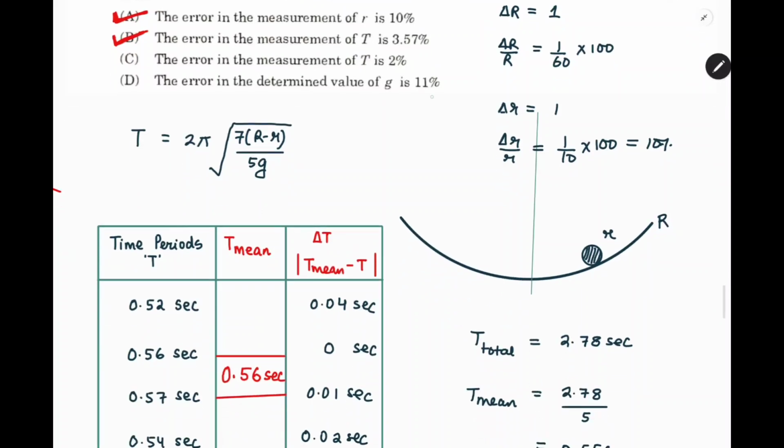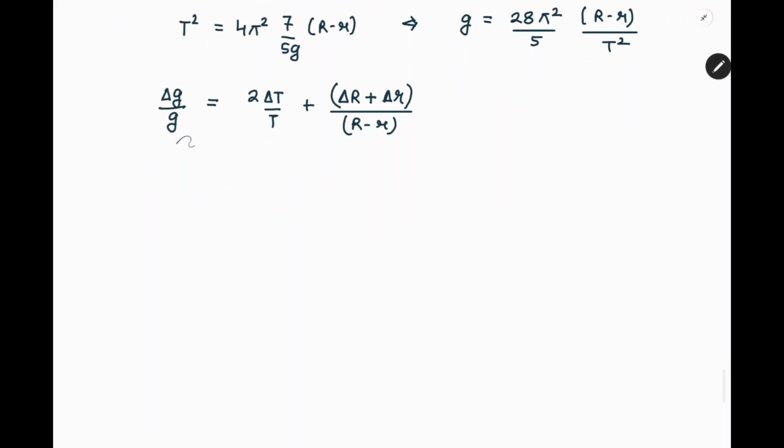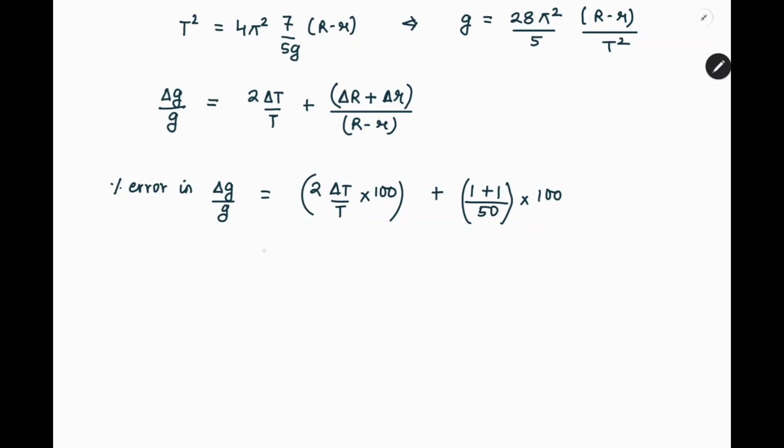And now we are going for the jackpot, that is calculation of error in the measurement of g. If we calculate the percentage error, then we multiply this term by 100. So percentage error in delta g by g can be written as twice of delta T by T times 100, plus delta R plus delta r. So error in each value is 1 millimeter and then again 1 millimeter. So 2 millimeter upon R minus r, that is 50, times 100, so as to calculate it in percentage. And over here we obtain twice of 3.57, that is 7.14, and over here we obtain 4%. So we obtain a value 11.14%, which is roughly 11%.